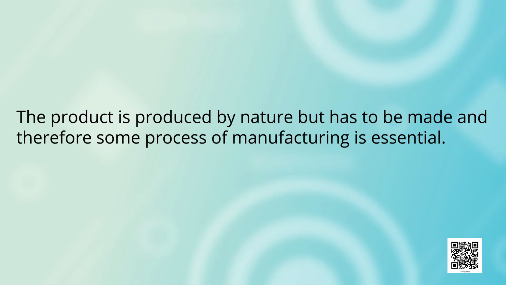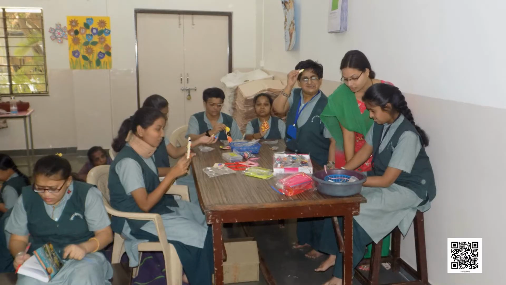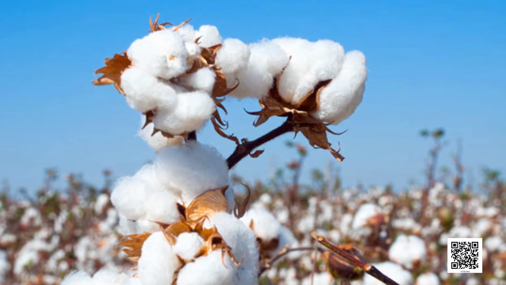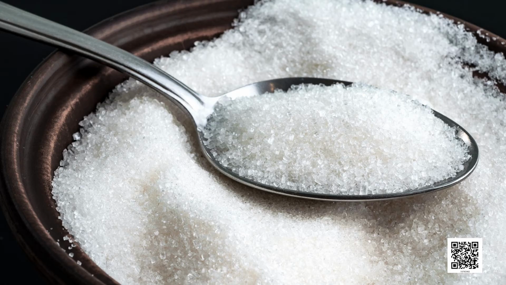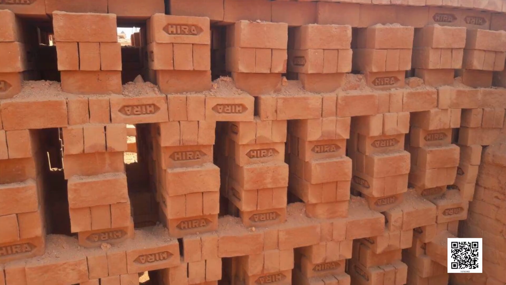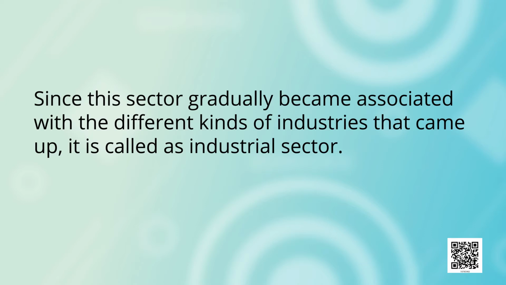The product is produced by nature but has to be made, and therefore some process of manufacturing is essential. This could be in a factory or a workshop or at home. For example, using cotton fiber from the plant, we spin yarn and weave cloth. Using sugarcane as raw material, we make sugar and jaggery. We convert earth into bricks and use bricks to make houses and buildings. Since this sector gradually became associated with different kinds of industries that came up, it is also called the industrial sector.